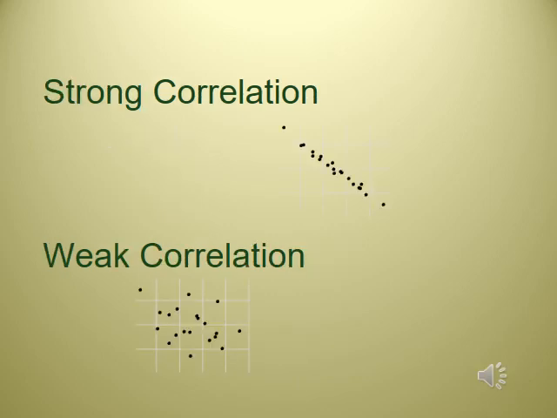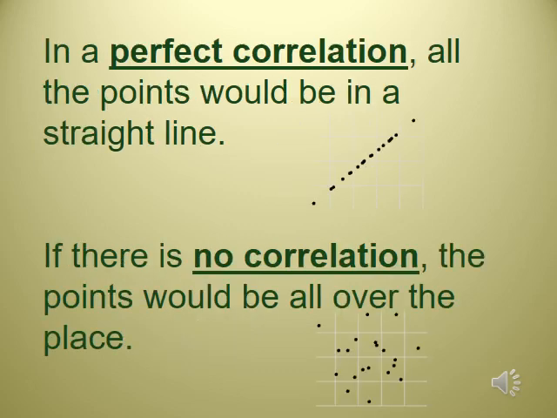I also talked last time about the difference between a strong and a weak correlation. In a strong correlation, your dots would be packed very closely together, almost in a straight line. In a weak correlation, they're spread out all over the place. If you had a perfect correlation, all those dots would literally be lined up in a straight line. And if there was no correlation at all, they would be all over the place with no pattern to where they were.